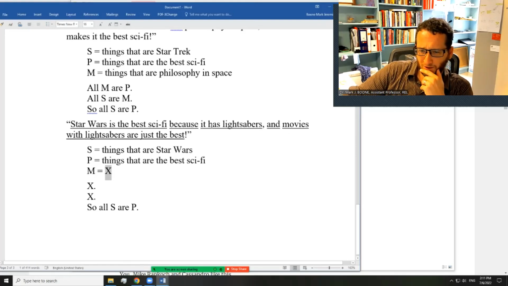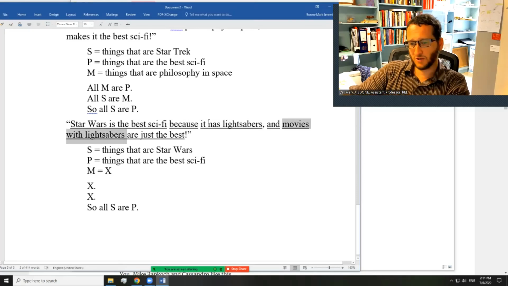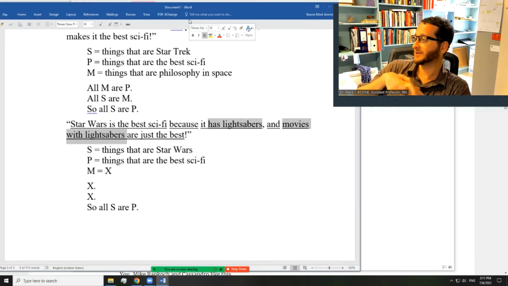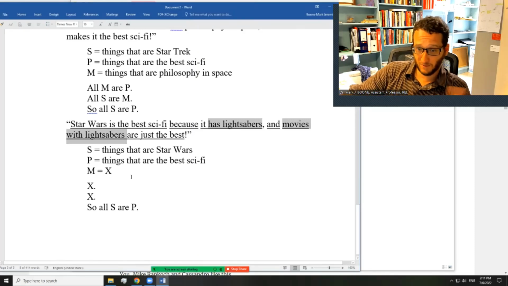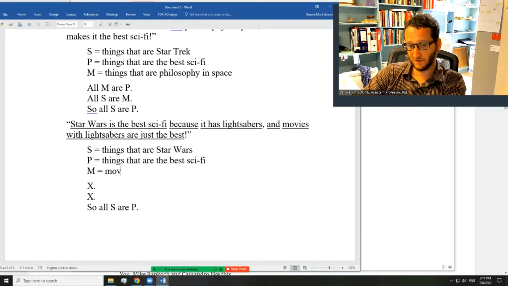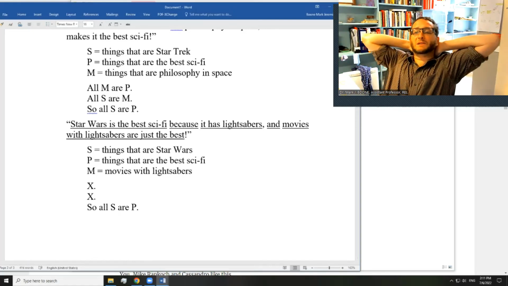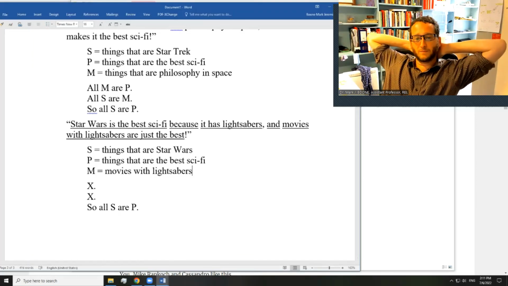Now, in one premise, we say has lightsabers, and in another premise, we say movies with lightsabers. So here we have one of those synonyms situations. Do we say things that have lightsabers, or do we say movies with lightsabers? It's probably usually best to stick as close as possible to the language of the original argument, and we already have a very convenient noun phrase with this phrase, movies with lightsabers. So that should do. Movies with lightsabers is our middle term.